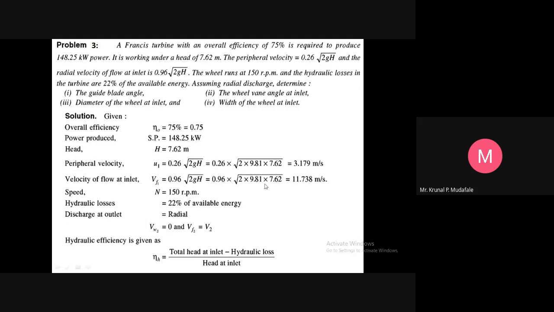So g is 9.81, H is again 7.62. So you will again get the value of the velocity of flow at the inlet as 11.738 meters per second. Now you have both the velocities at the inlet: the peripheral velocity and the velocity of flow.